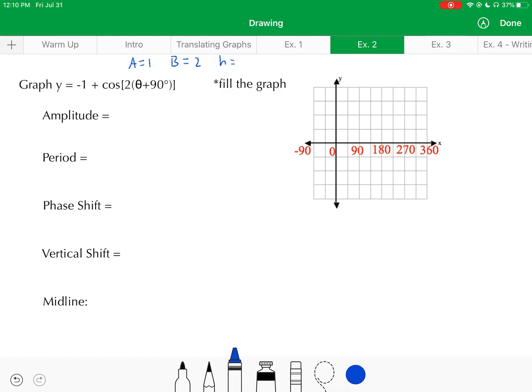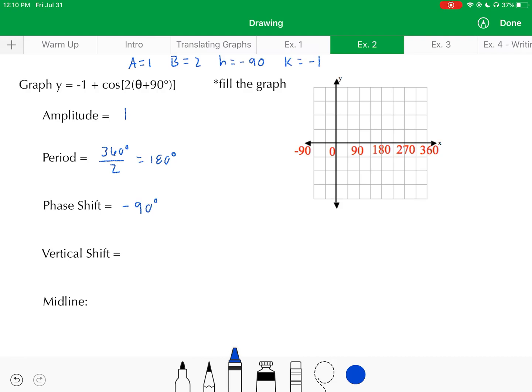H would be -90 degrees, and then k would be -1. All right. So your amplitude here is 1 unit. Your period, which I'll use in degrees again, is 360 degrees divided by the b value of 2, which is 180 degrees.